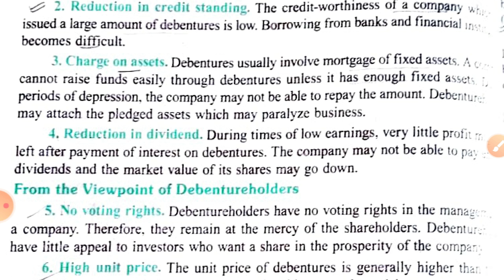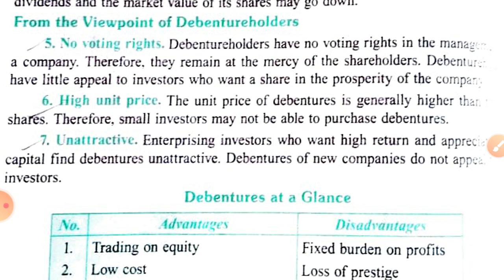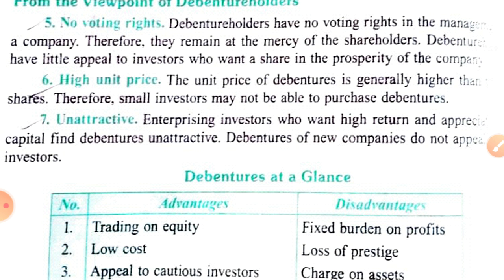Okay. Then from the viewpoint of the debenture holder, what are the disadvantages? Voting rights. They cannot interfere in the working of the company, isn't it? Debenture holders don't have any voting right. Then high unit price. Usually when debentures are issued, they carry a higher face value, which may be difficult for a small investor to invest in or to purchase debentures.